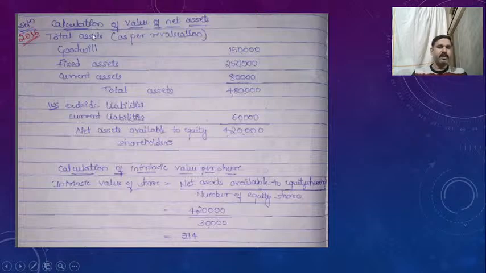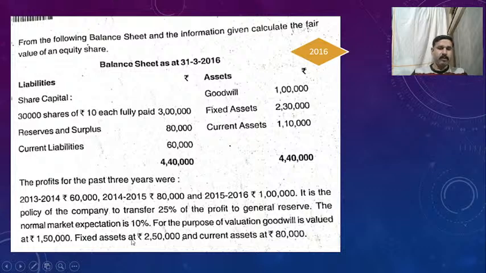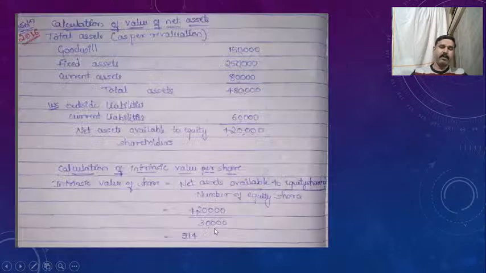So here total assets as per revaluation: goodwill is 1,50,000, fixed assets is 2,50,000, current assets is 80,000. This is the revaluation of the asset values. If it is not given, then you can take the balance sheet values. But in this problem the revaluation of assets value has already been given, so according to that you are taking. Then total assets is 4,80,000.